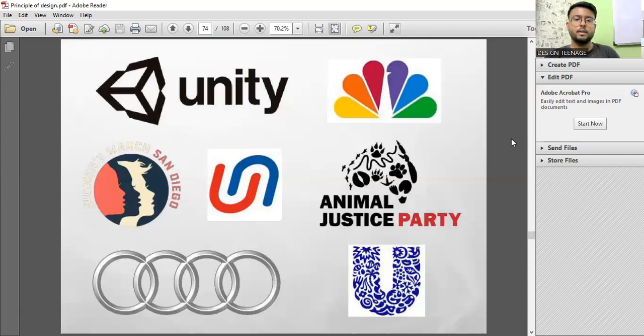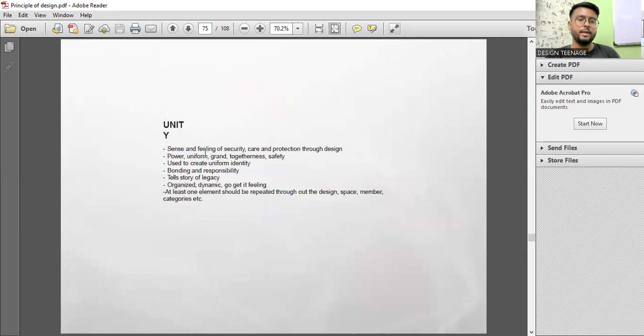Okay, fine. So over here, a sense and feeling of security, care and protection through design, power, uniform, grant, togetherness, safety, used to create uniform identity, bonding and responsibility, tell a story of legacy, organized, dynamic, go-getter feeling. At least one element should be repeated. Remember this thing. At least one element should be repeated throughout the design, space, member, categories, etc. Not necessarily a pattern, but they should be repeated, giving you a sense of unity, that they are all united together.